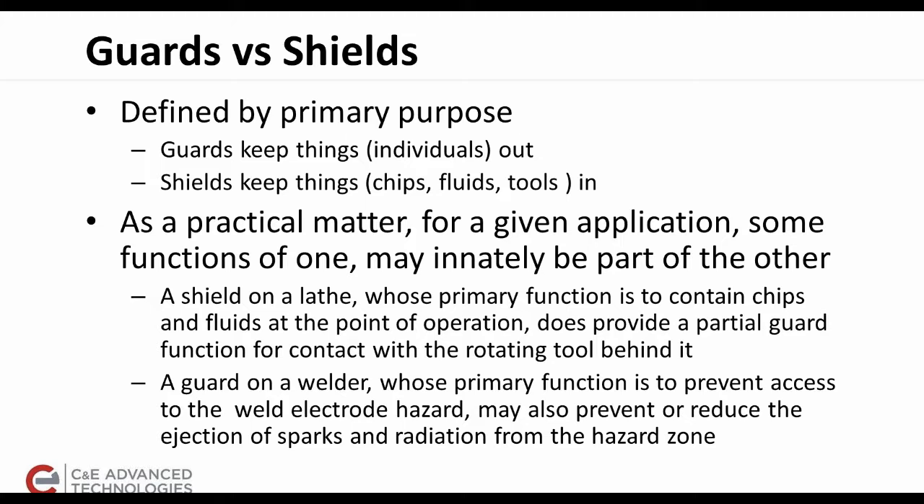For example, a shield over a lathe spinning spindle and the tool contact point does provide a partial guarding function from the rotating tool, which is behind the shield. Similarly, on a guard for a welder, although its primary purpose is to keep an individual out of the welder ram, it also prevents and reduces ejection of sparks and radiation as a side product.